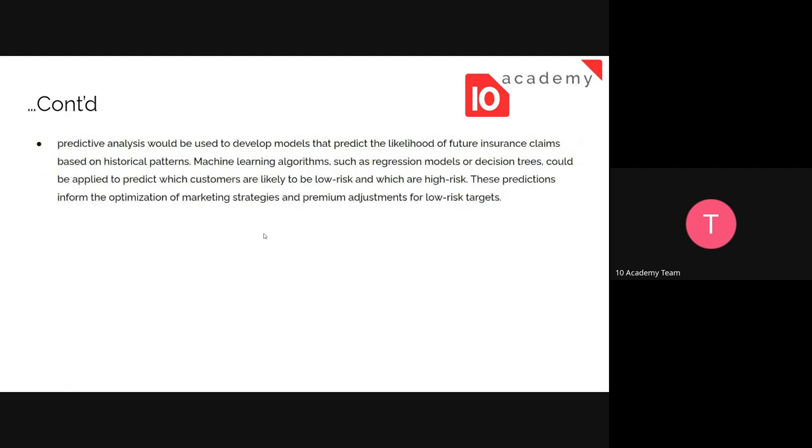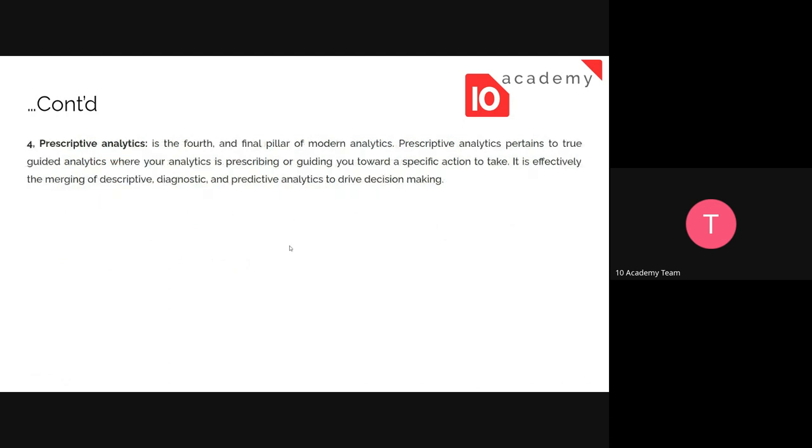This prediction informs the optimization of marketing strategies and premium adjustments for low-risk targets. Again, the premium is the amount of money that the customer is going to pay constantly, like every 2 months or so. It's the payment that we make to the insurance company, right? So that is called the premium.